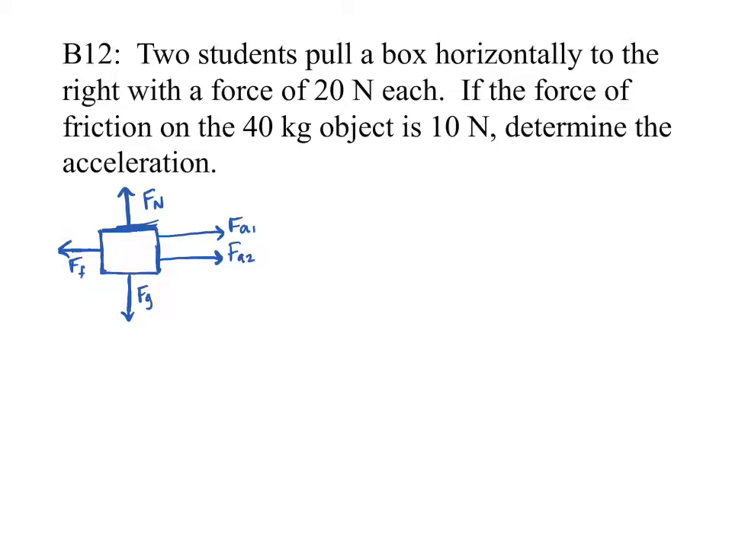Okay, so I want to know the acceleration. How do I know that? Well, I know, of course, net force is equal to mass times acceleration, so I'm probably going to do that. And what is net force? It's the sum of all the forces. Okay, it's probably going to be accelerating to the right because there's more force to the right. There's two people pulling it, and then friction is opposite. So I'm going to go ahead and say right is positive.